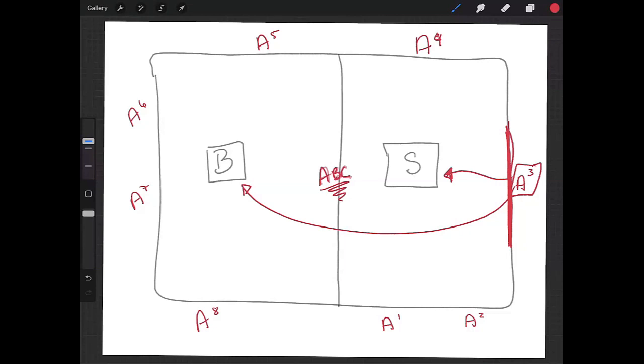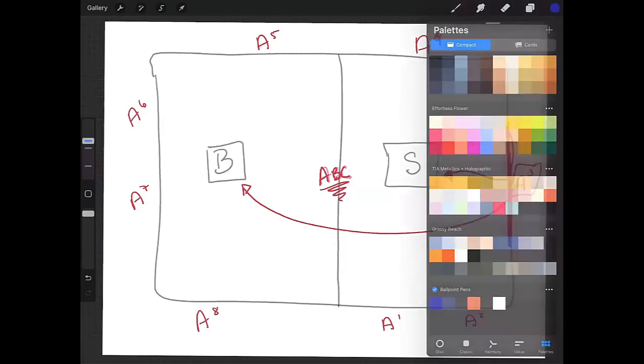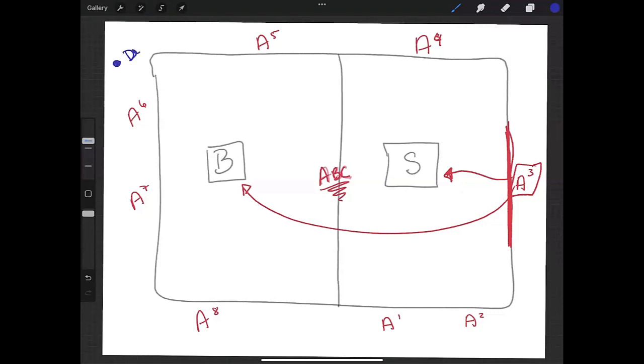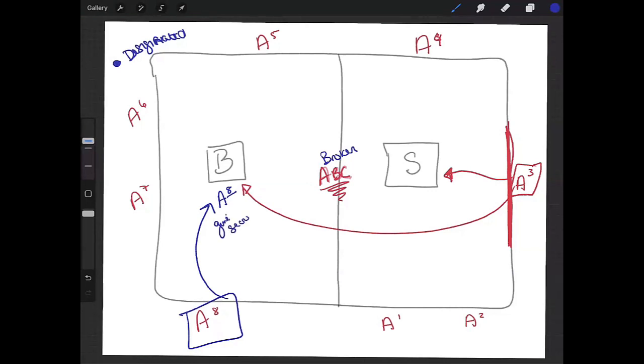Well, here's where designated agency comes in, and I'll choose blue for this, and I'll make a little key here. In designated agency, the broker says, hey, A8, come on the field. You can give secrets and advice to B. And you know what? A3, you get on this field. And now you can give secrets and advice to the seller.